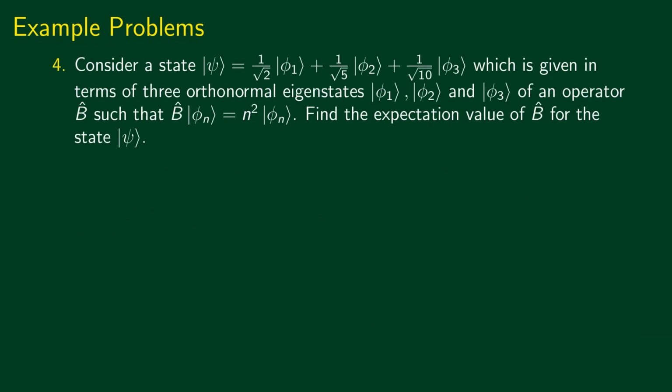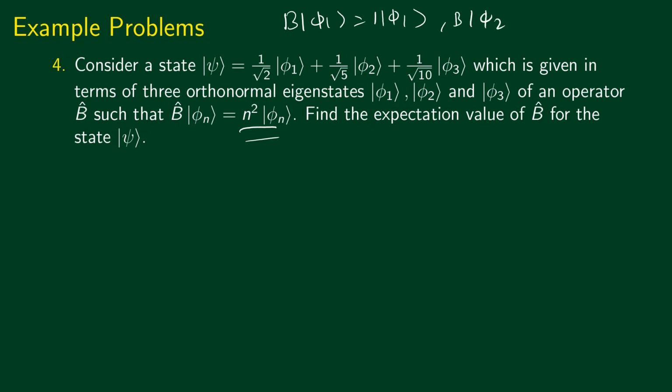The next question: consider a state ket psi equal to 1 by root 2 ket phi 1 plus 1 by root 5 ket phi 2 plus 1 by root 10 ket phi 3. The state is given in terms of three orthonormal eigenstates, ket phi 1, ket phi 2 and ket phi 3 of an operator B. It's not mentioned what operator this is, it's just some operator B such that B phi n is equal to n square phi n. So the eigenvalue equation is also given, which means that B phi 1 is equal to 1 square phi 1, or 1 phi 1.